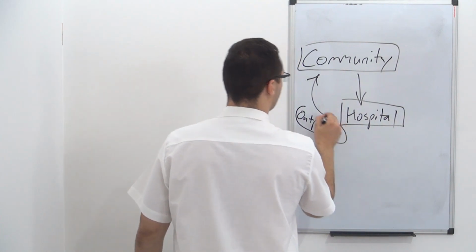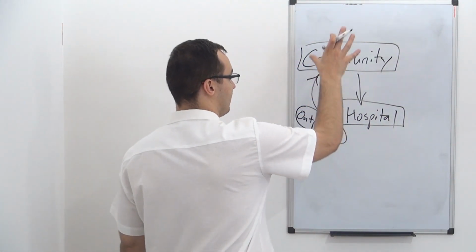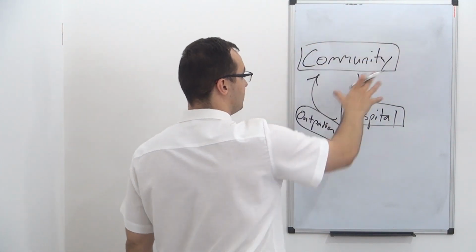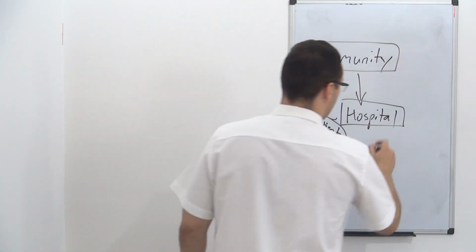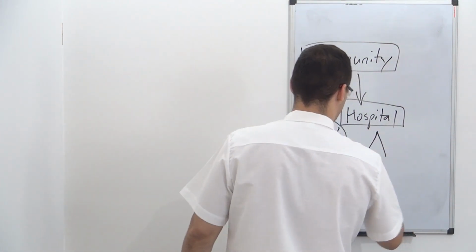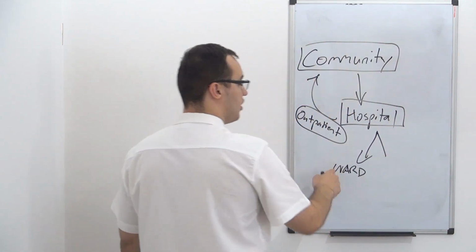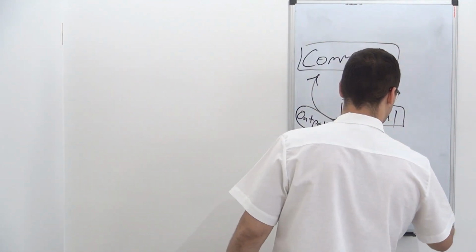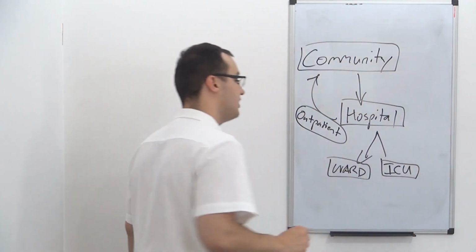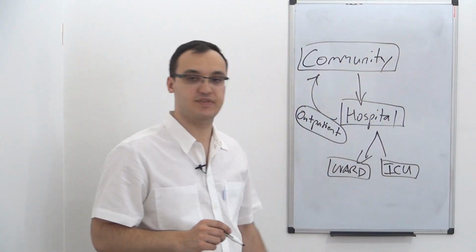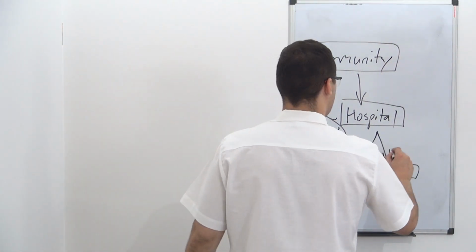And this treatment has been dealt with in another video. So we can treat community patients at home. These are called outpatients. Or we can treat them in the hospital and we can divide them into the ward or the ICU, so intensive care unit, depending on the severity of the case. And how do I decide?